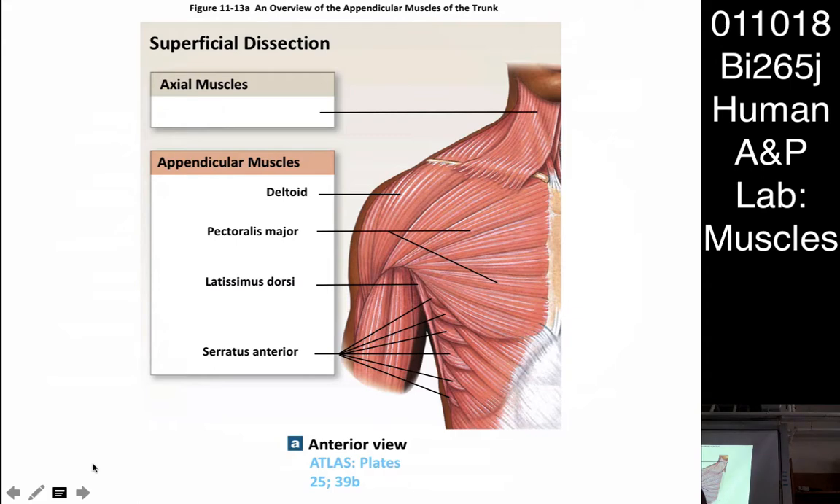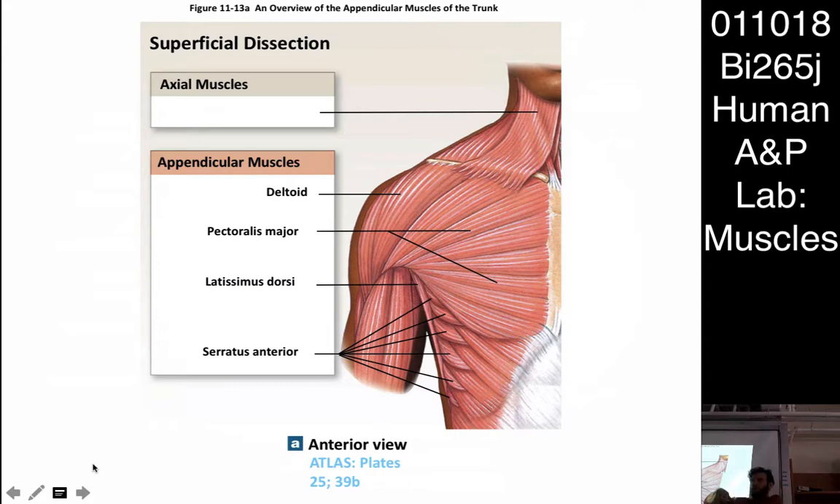Latissimus dorsi. Let's see if I can find a good depiction of it. Well, you see the latissimus dorsi here on this model as, don't lose your buttock, buddy. It's this broad muscle that's not the trapezius. It's this broad muscle sheet here. This is not a good view of the latissimus dorsi. It's mostly on the back. It's a muscle of the back.